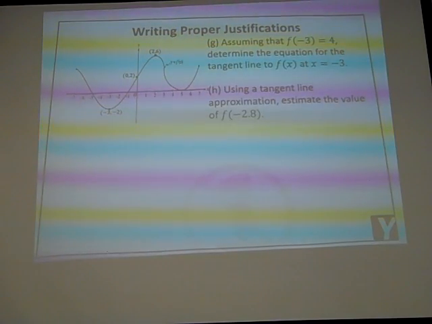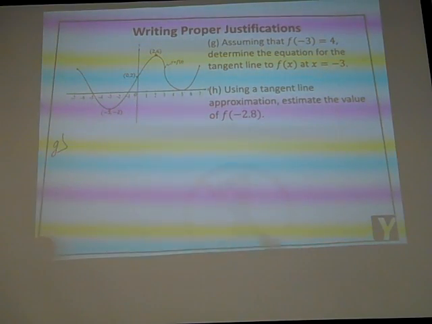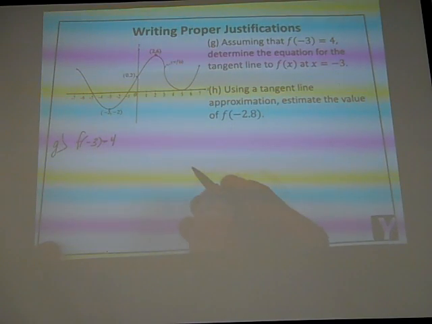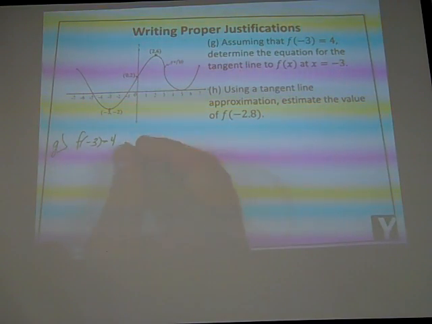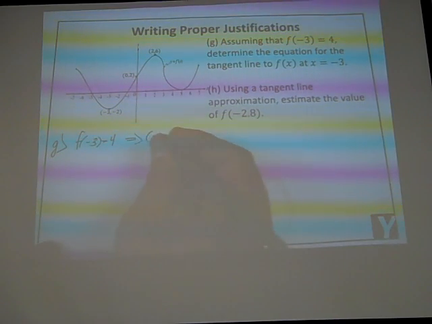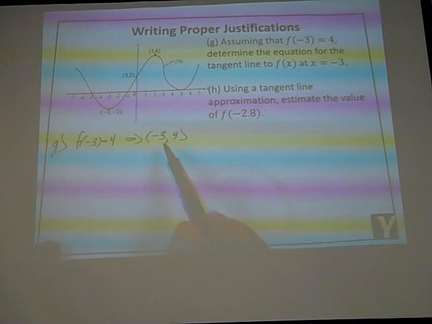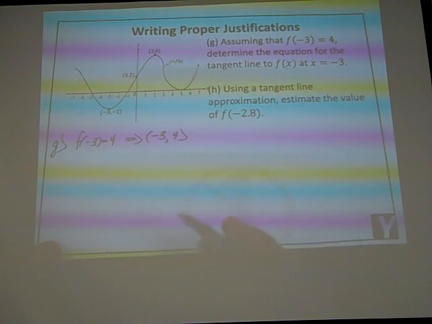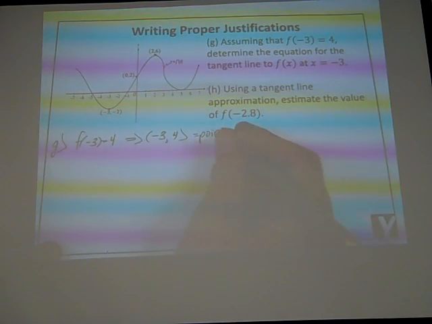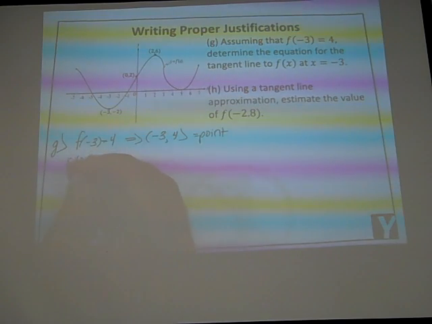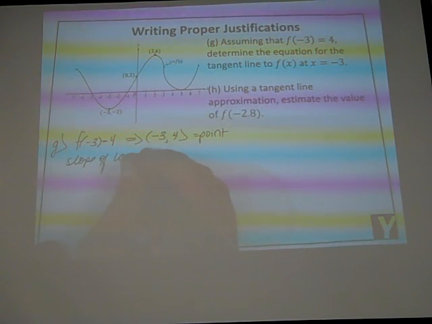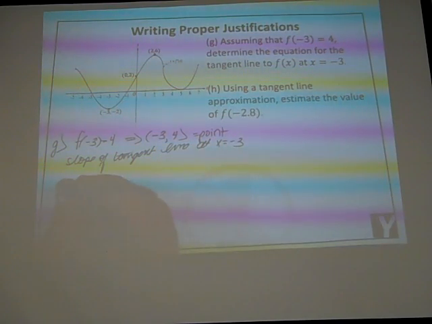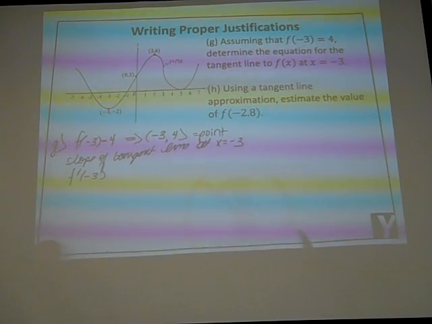Let's move on to the last two. In part G, we're given that f of -3 is equal to 4, and we want the equation of the tangent line. Well, f of negative 3 equals 4 is telling me that the point negative 3, 4 is on the graph of f. Okay, I have a point. This is my point. It's a point on the tangent line. What I need is the slope of the tangent line at x equals negative 3. Another way to say that is I need f prime of negative 3.